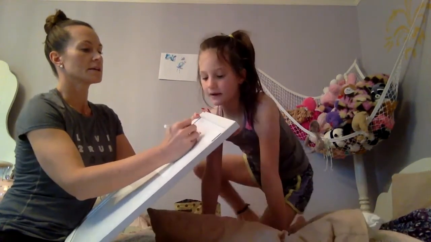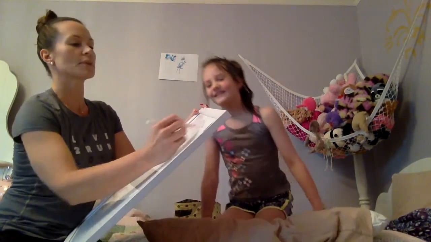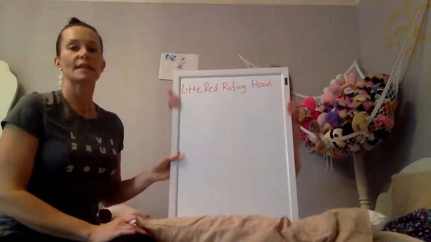You said it's Little Red Riding Hood? Yes. Little Red Riding Hood by Mary Pope. Really? I have no idea. If we knew who it was by, we could put that, but we don't have that in front of us. So Little Red Riding Hood is the name of it. Now, the verb is next. Good job, Maddie.